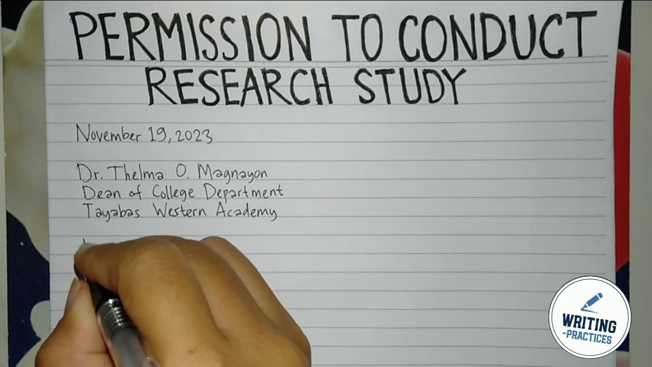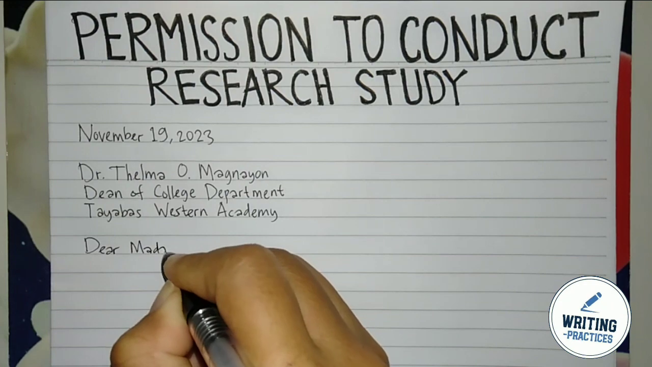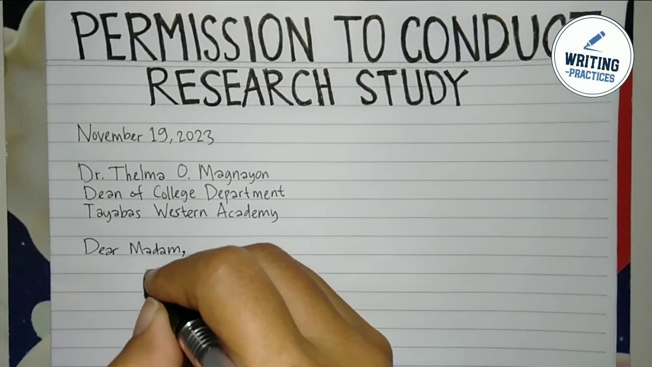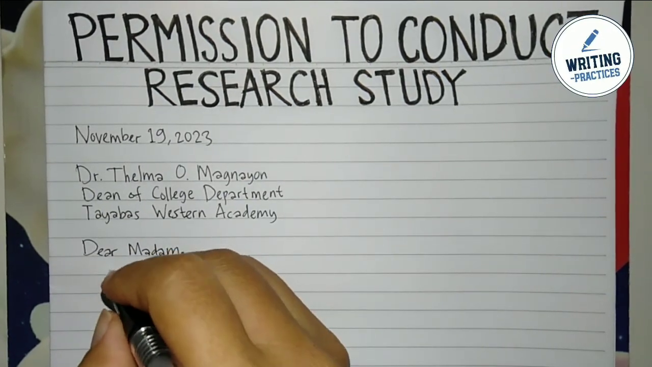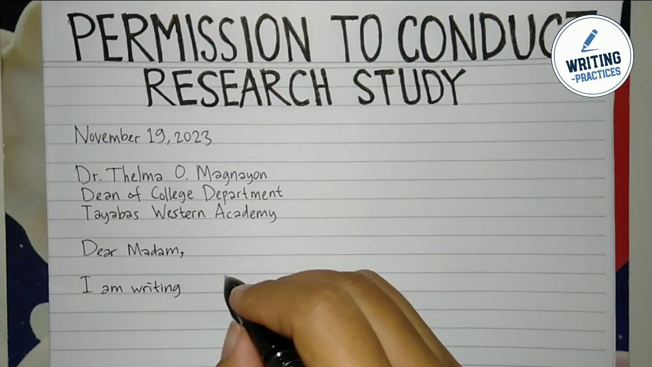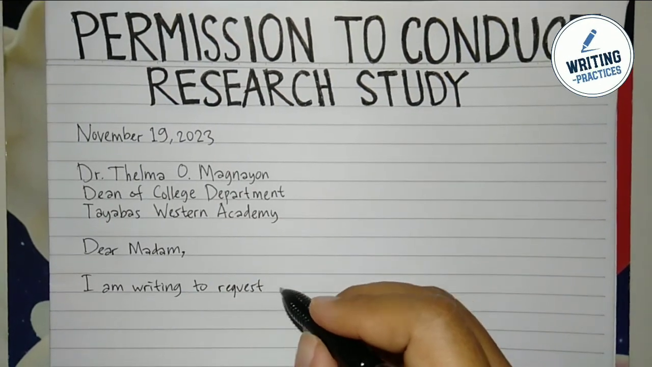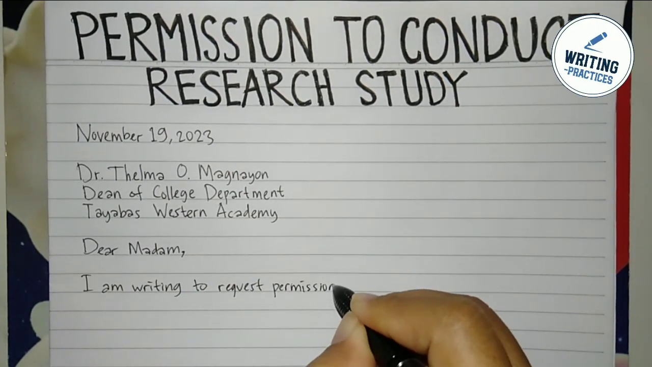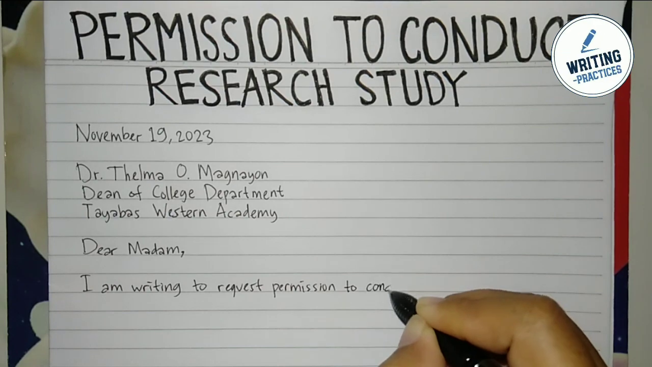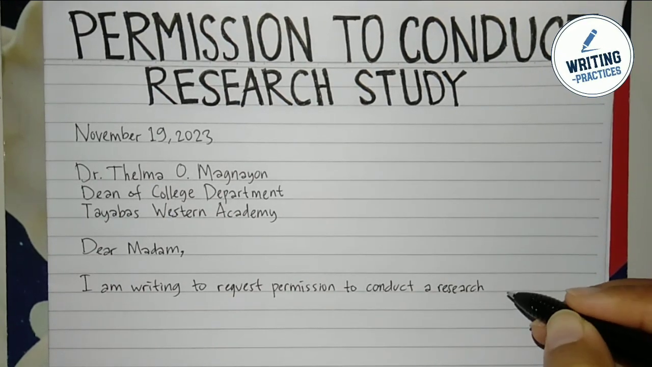Now, you can write the salutation. You write Dear Madam or Dear Sir or Dear Mr., Ms., Mrs., followed by the last name. In the first paragraph, you can write the reason you are writing this permission letter. Write that you request permission to conduct a research study in the reader's institution.